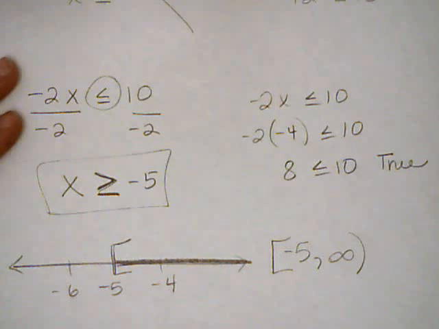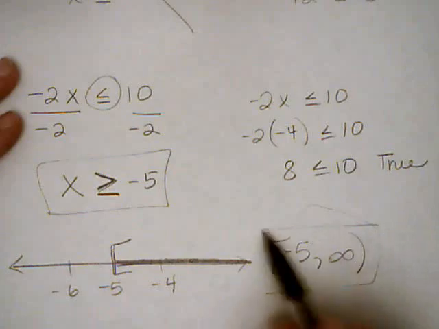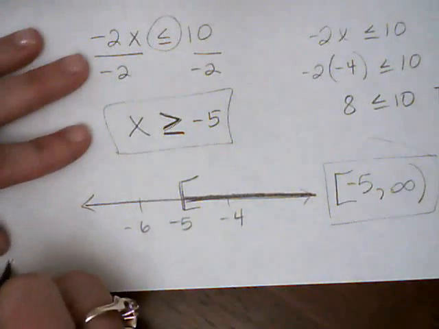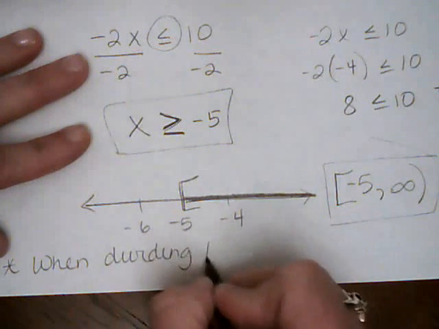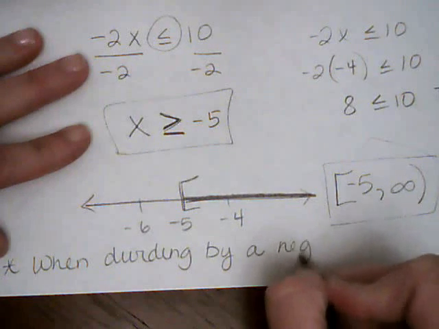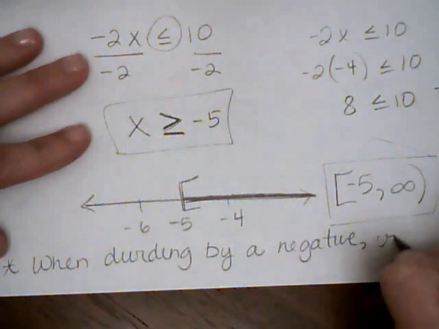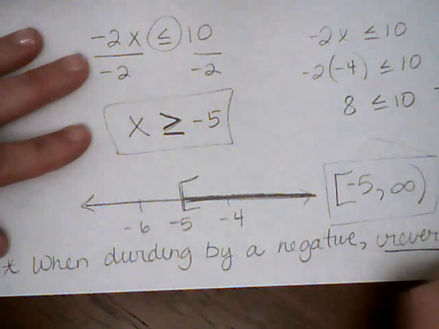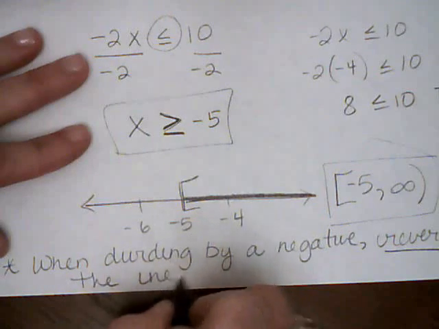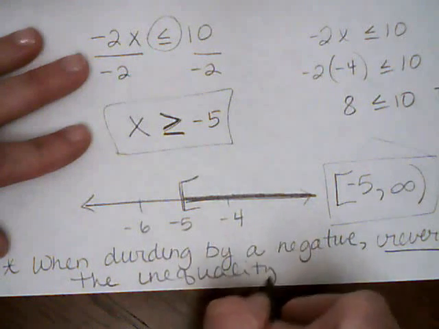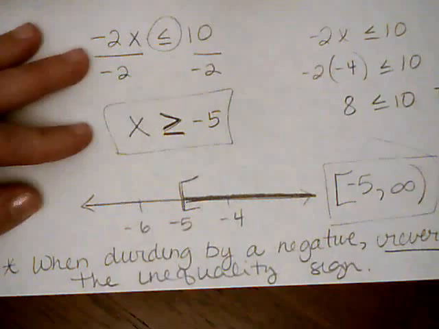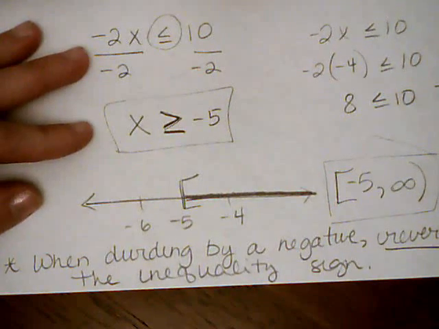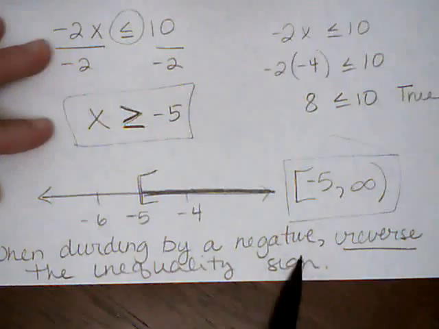So I want you to make yourself a note. This would be my solution, but make yourself a note that when dividing by a negative, you're going to need to reverse the inequality sign. And we could put in here or multiplying, because sometimes if you multiply by a negative, but that doesn't come up nearly as much as the division. When you divide by a negative, always reverse the inequality sign.